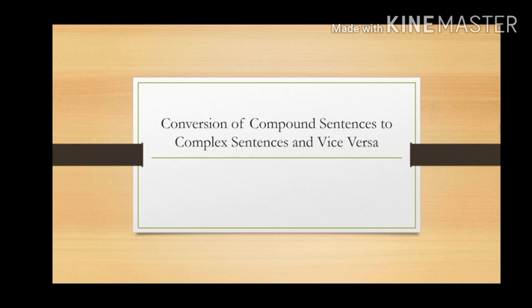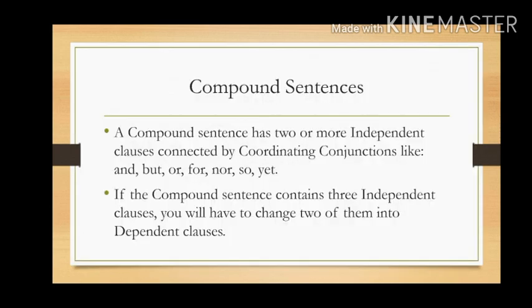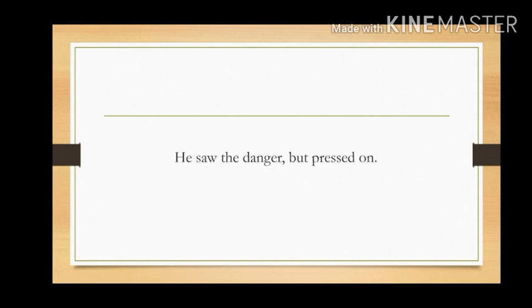You have already learned that a compound sentence has two or more independent clauses connected by coordinating conjunctions like and, but, or, for, nor, so, and yet. If the compound sentence contains three independent clauses, you have to change two of them into dependent clauses. One example for a compound sentence is, he saw the danger but pressed on. Connected by the coordinating conjunction but.